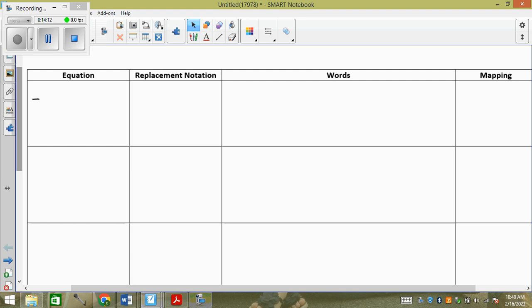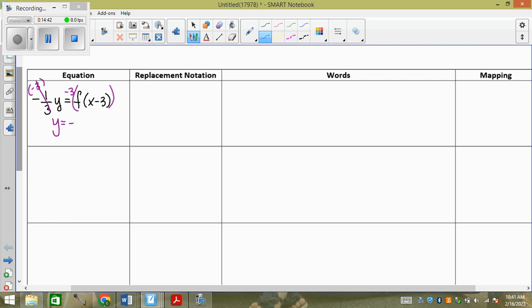Negative 1/3 y equals f(x minus 3). So you could have a plus 0 at the back, but there isn't one. So I'm going to multiply by -3, the whole equation. It just happens to only have one term. There's no vertical translation. So I'm going to end up with y equals -3 f(x minus 3).